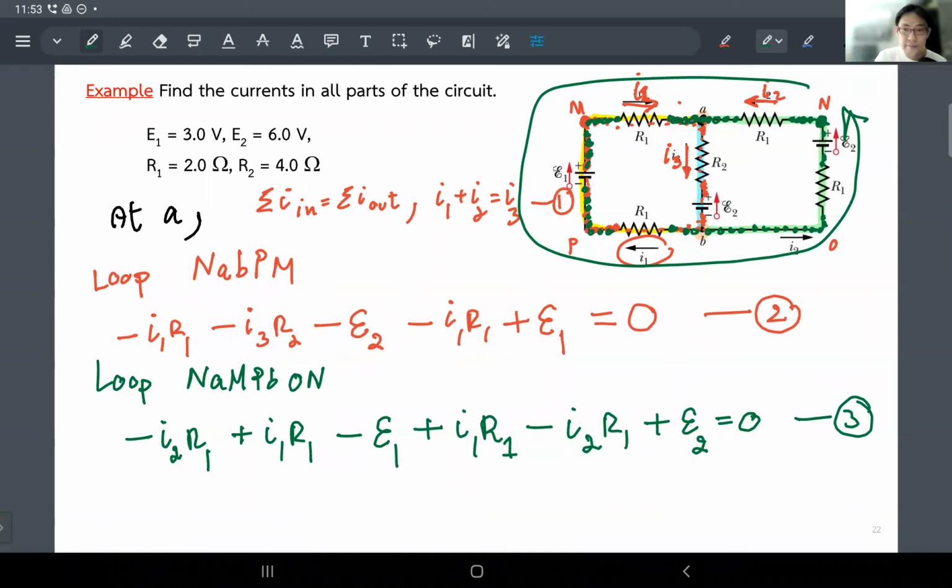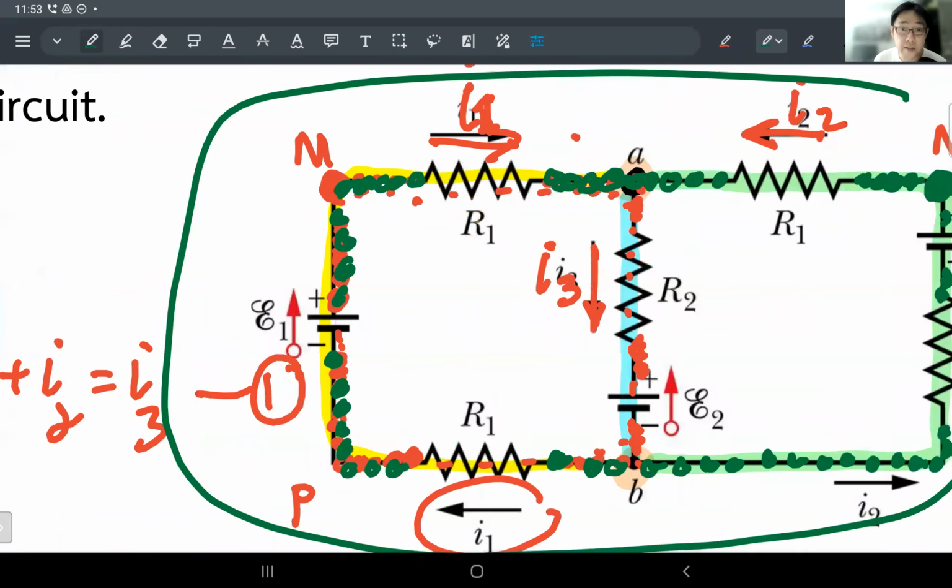Okay? All right. And as a final answer, if the I that you solve from this system of equations gives you a negative value, don't worry. That means your assumed direction of the current is just opposite to your answer. That's all. For example, if I got I3 to be, for example, negative 1, it means the real current is actually flowing upward instead of downward. That's what it is. Okay, sounds good, guys?